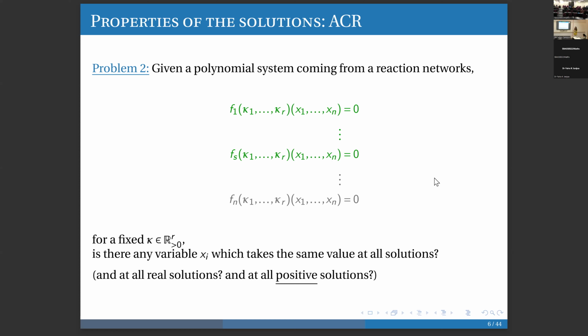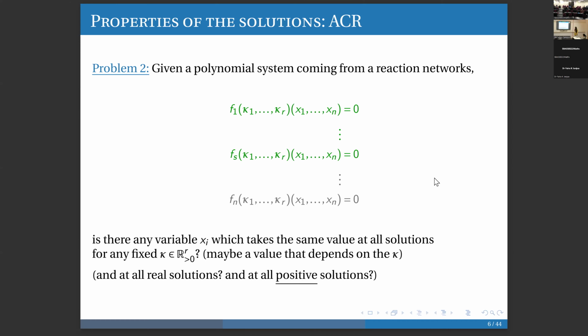And this problem appeared already in the research project proposal. Yesterday, I mentioned it because Imran asked about one of the examples that was there. And if I don't fix the rates, for a given network and its polynomials, can it happen that there is a variable that always has a fixed value, maybe depending on the rates? So it is independent of the rates that it has a fixed value, but the value depends on the rates. So is the problem understood?